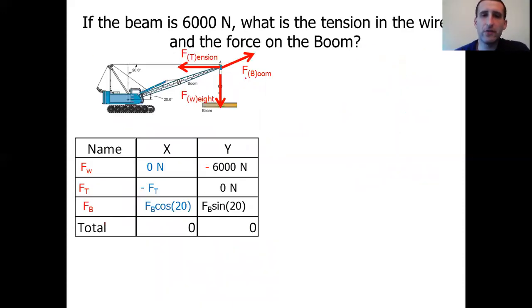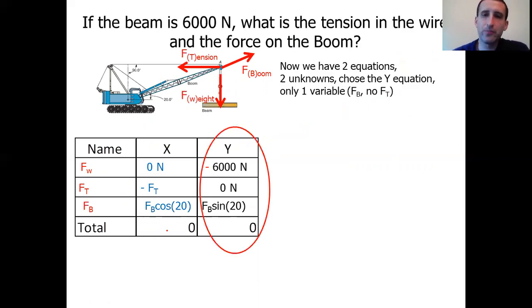So here's all the same information. I just made it a little smaller so we have more space to work. We've got the x column and the y column. Which one should we use first? Well, we have 2 equations and 2 unknowns. We're going to choose the y equation, because the y equation only has one of our variables present. Sometimes this isn't going to work. Sometimes both columns will have both variables, and I'll talk about how to solve that when we get to one like that.